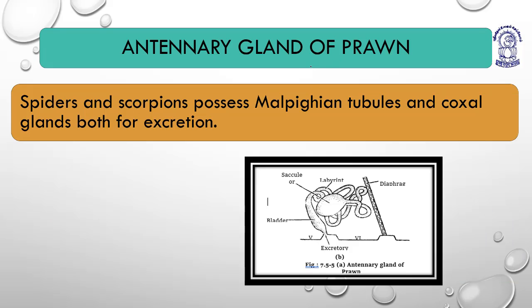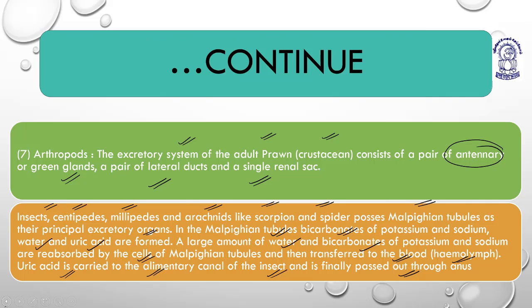These are the antennary glands of prawns. Spiders and scorpions possess Malpighian tubules as well as coxal glands, both for excretion. While the adult prawn or the crustaceans have a pair of antennary glands or green glands.